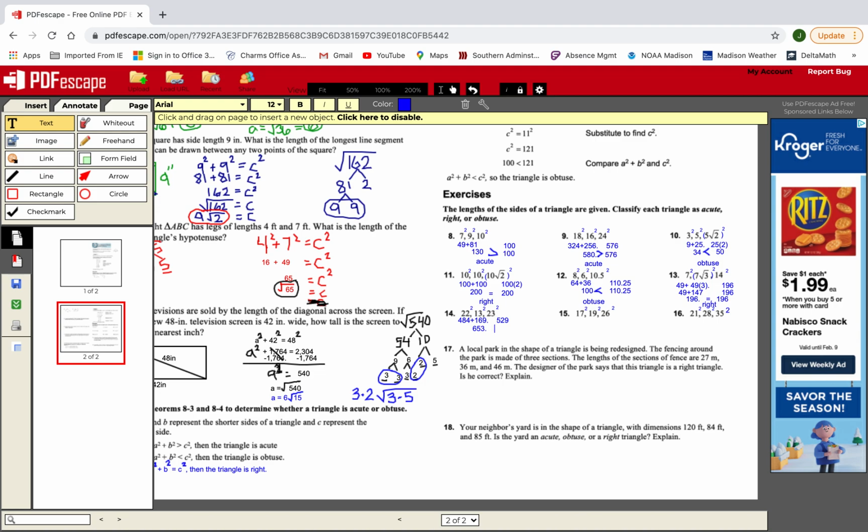653 is going to be greater than 529. So I'm going to take my freehand in here and make the alligator eat the bigger one. And that shows me that the c squared portion, 529, is smaller, which makes this an acute triangle. Okay? 2 more. 17 squared is 289.